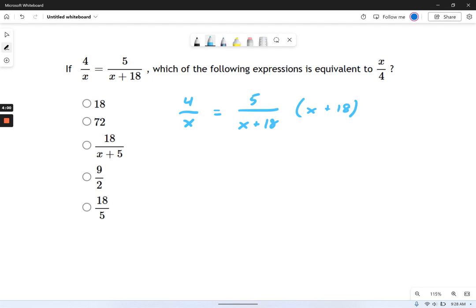We're going to multiply both sides of this by x plus 18. You can do that because it's an equation. As long as you do the same thing to both sides, that's fine. So these cross out. I'm not done yet because there's still a denominator. So I'm going to multiply both sides by x. And now these cross out. And look what we get at the end of this. We have 4 times x plus 18 equals 5 times x.